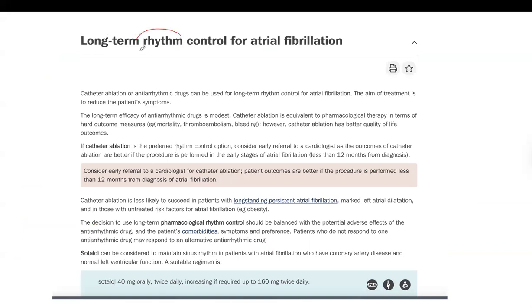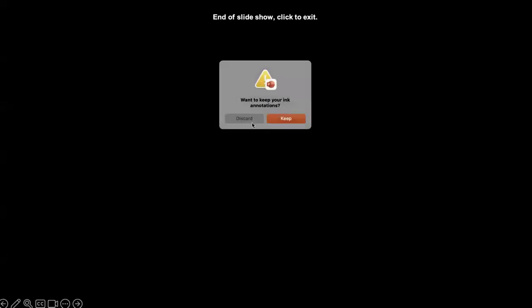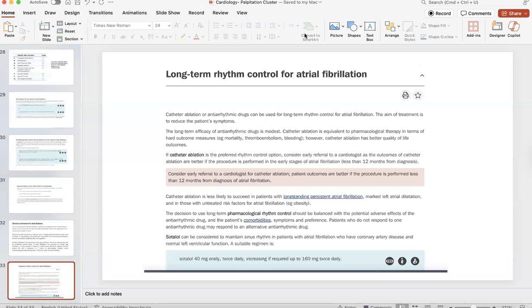These are the long-term rhythm control medications for AF. Basically, sotalol is what we give. And sometimes, if we want to cure the patient, the last option is catheter ablation. So we put a catheter into the heart, find out from where the abnormal electrical discharge is coming out, and we just do ablation of that specific area. Okay, so that's basically all that you really need to know for the palpitation cluster, and that's all that comes in the exam, mainly SVT and AF.